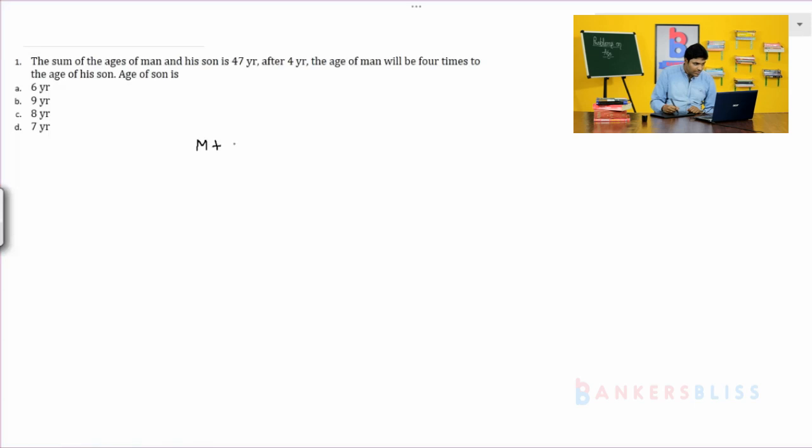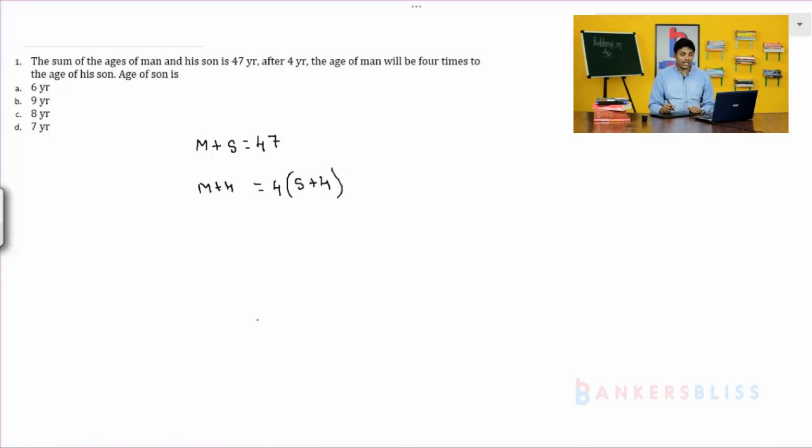M plus S is equal to 47. Next, after 4 years, the man is getting 4 years and the son is also getting 4 years. So after 4 years we have to add M plus 4 and S plus 4. After 4 years the age of the man will be 4 times the age of his son.